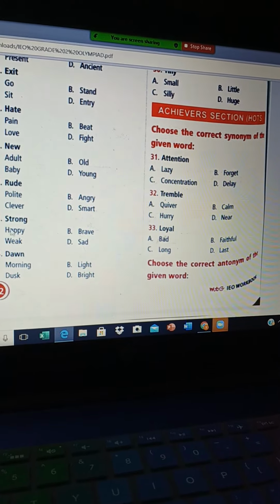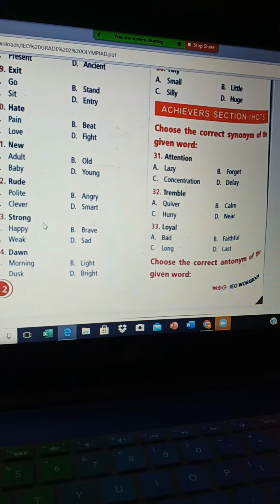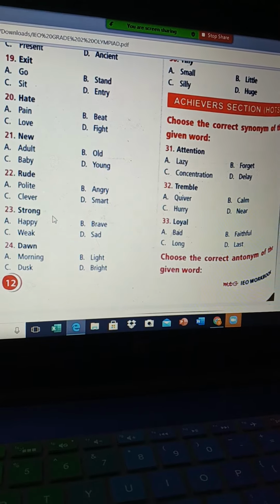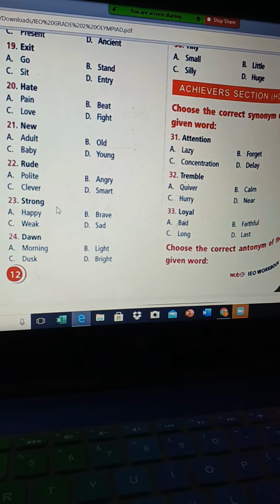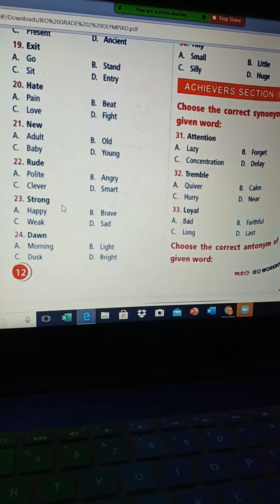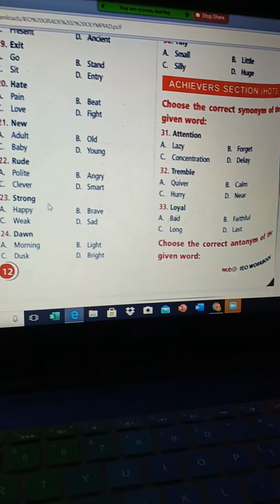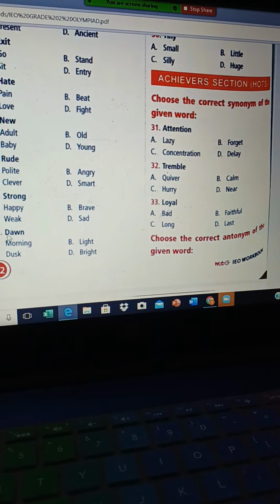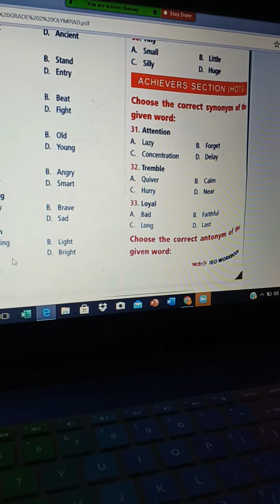For example, if one is able to do everything, we call him strong. One who is able to carry heavy luggages, we call him strong. Weak means one who is not physically fit. He is not able to do anything. For example, he is not able to run fast. He is not able to carry heavy luggages. He can't walk very fast. Then we call him, he or she is very weak.